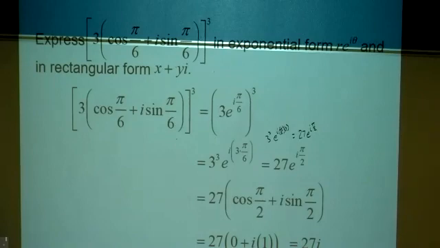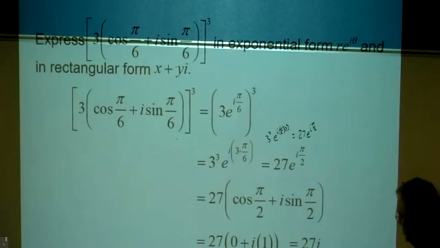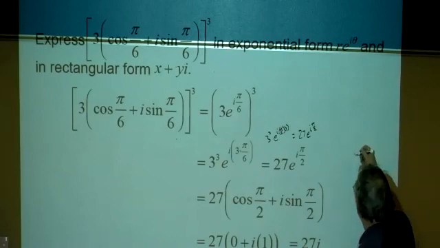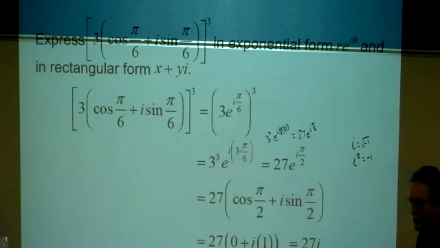It's not negative? Nope. Doesn't the i become negative? No. i represents the square root of -1. i squared equals -1. Oh, yeah, you're right.